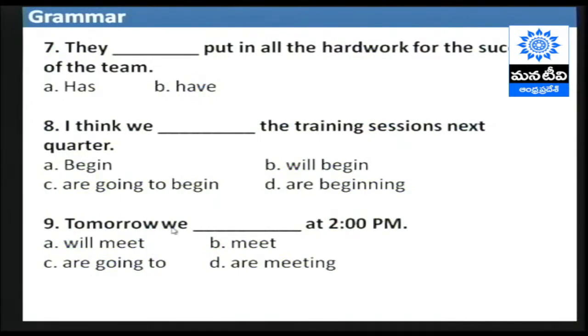Tomorrow we dash at 2 p.m. Tomorrow we will meet, we meet, we are going to meet, we are meeting. So number 9, this is very easy. Look at the question and think what is the correct answer.